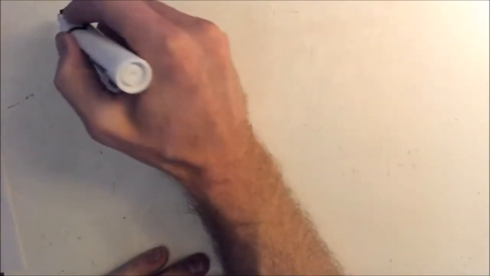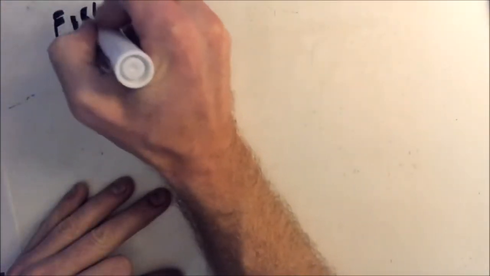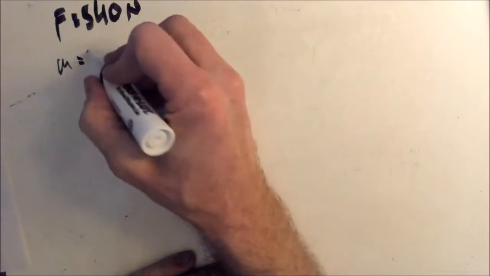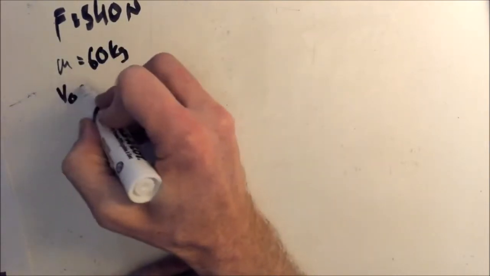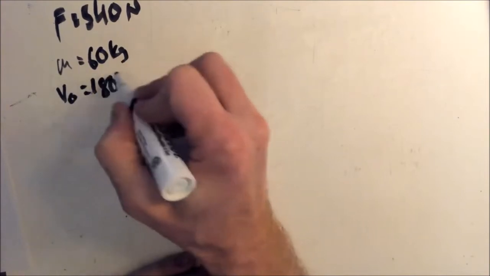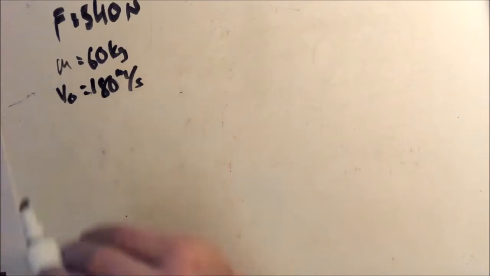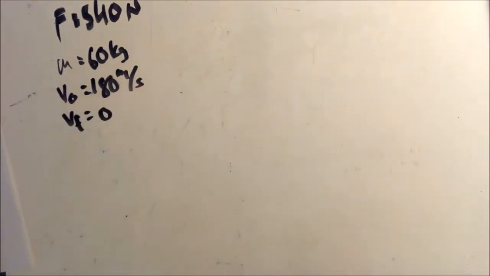All right, so I'm going to do this what I would consider the right way first, and then we'll move on. So a force of 540 newtons and a mass of 60 kilograms and an initial velocity of 180 meters per second. And since it says that we're trying to stop the thing, we know that our final velocity is 0.